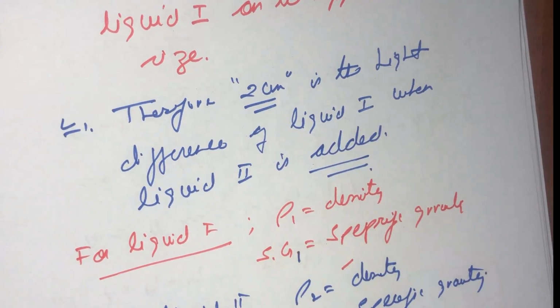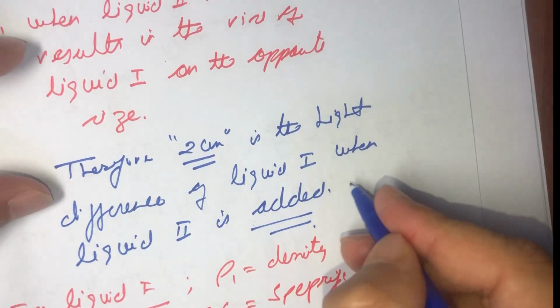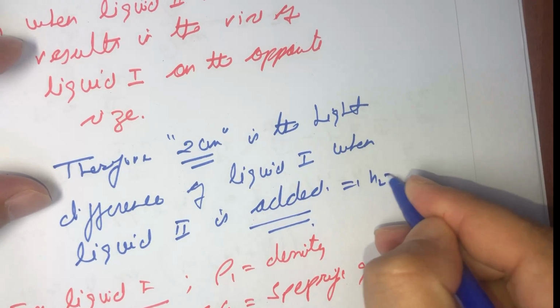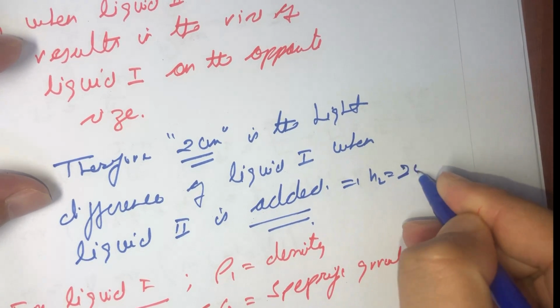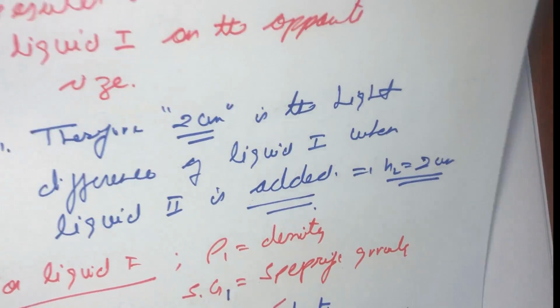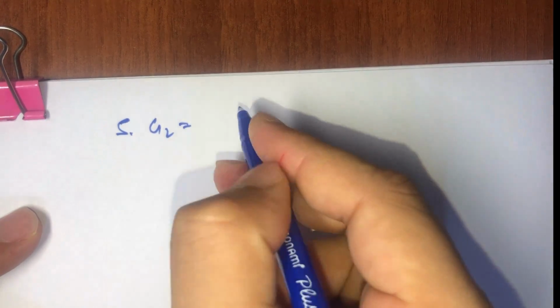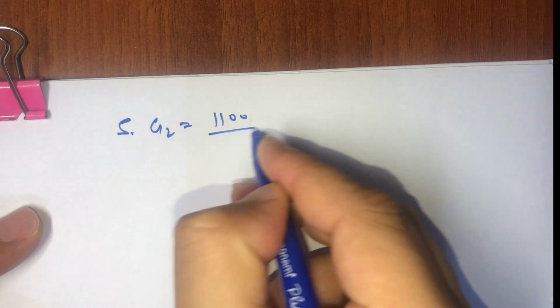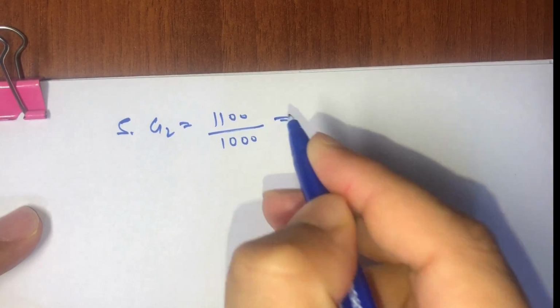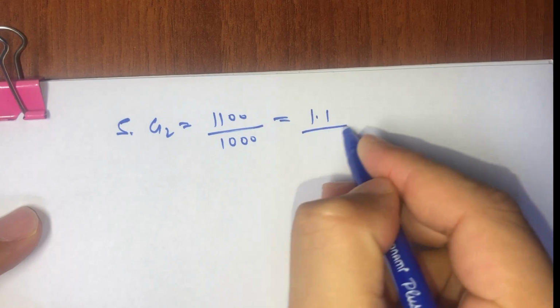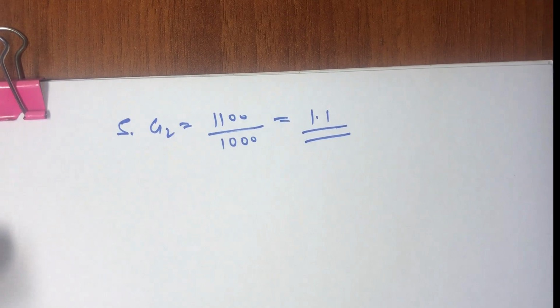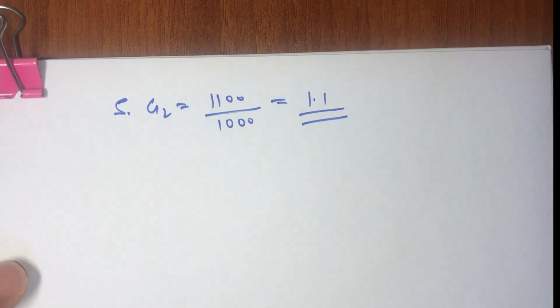Okay. So this gives us that H2 is equal to 2 centimeters because of this height difference. So therefore we can say our SG2 will be equal to 1100 divided by 1000, and this will be giving us 1.1. The specific gravity of liquid 2 is 1.1.